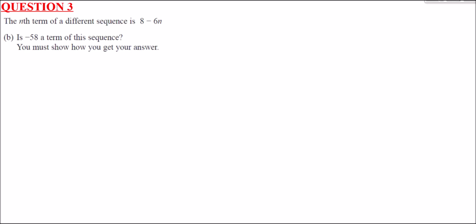Part B, we have a different sequence this time, which is 8 minus 6n. We're now asked, is minus 58 a term of the sequence? You must show how you get your answer. There's 2 main ways in my mind of doing this. The first one would be to solve an equation. So we could set 8 minus 6n equal to minus 58 and see if that is ever true. Just solving this equation, what I'd suggest we do, get rid of the negative 6n by adding 6n to both sides.